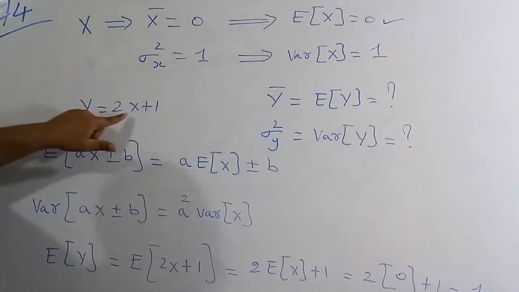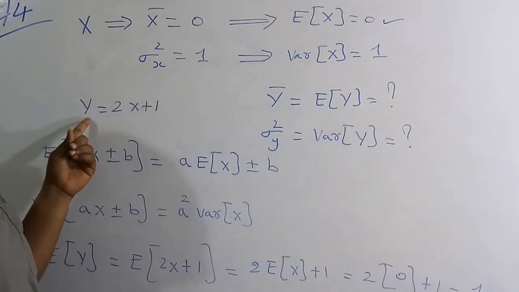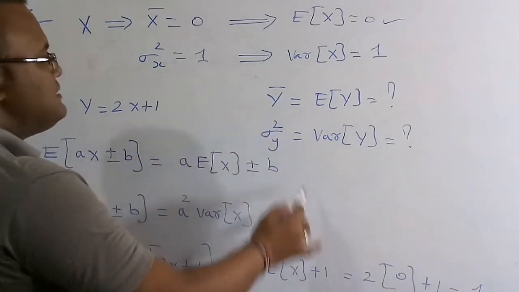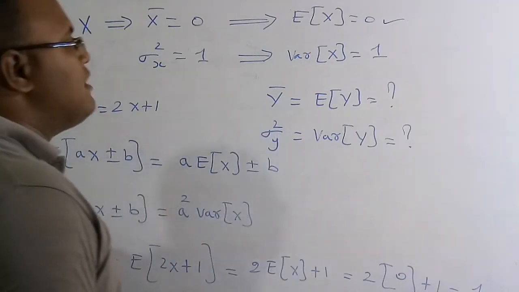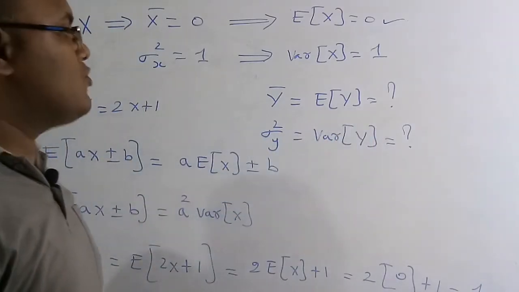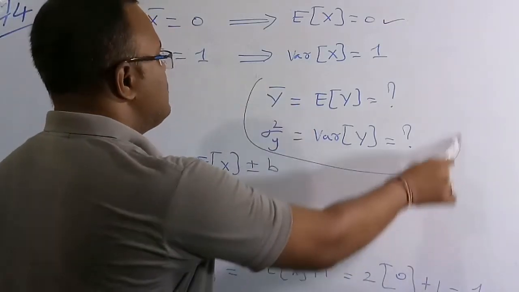So y is equal to 2x plus 1. With the random variable x, with this equation we are going to get the new random variable y. Then we have to find the value of y bar, meaning the expectation or the mean value of the random variable y, and sigma y square, which is called the variance of the random variable y. So these two values we need to figure out.